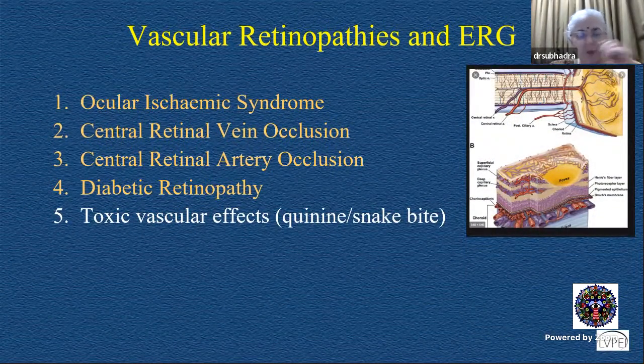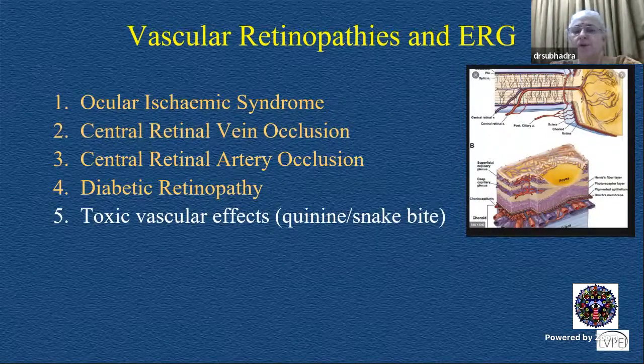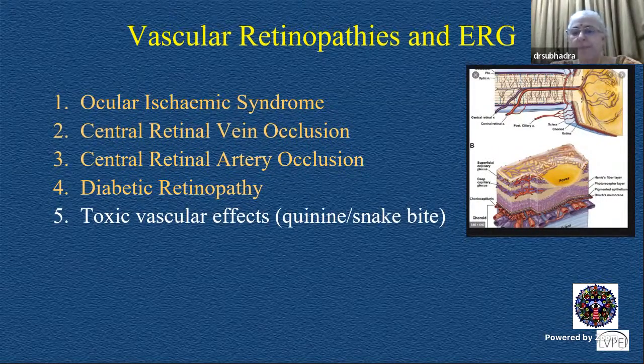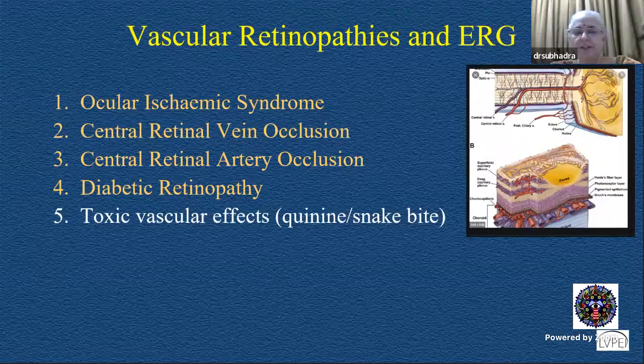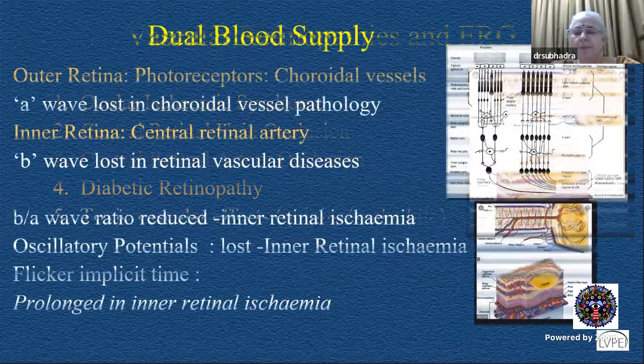We are mostly going to focus on these 4 entities: ocular ischemic syndrome, retinal vein occlusion, arterial occlusion, and diabetic retinopathy. Of course, the toxic vascular effects are also there, which I'm not going to go into details here, which also affect the vascular supply and the electrophysiology outcome.